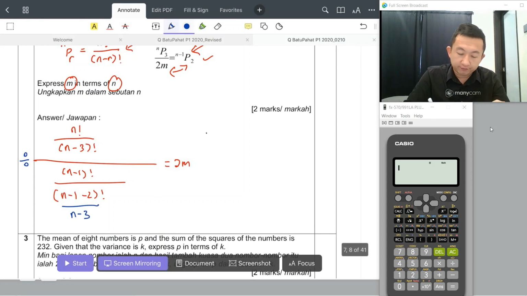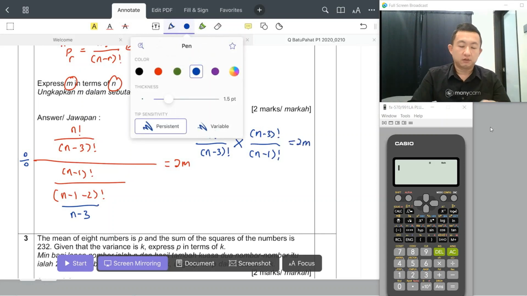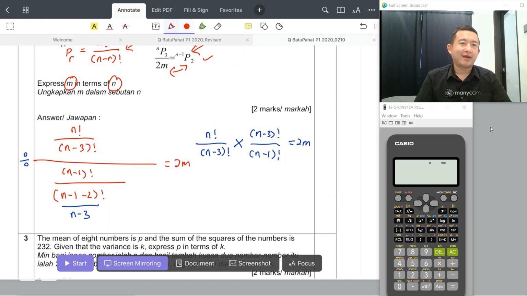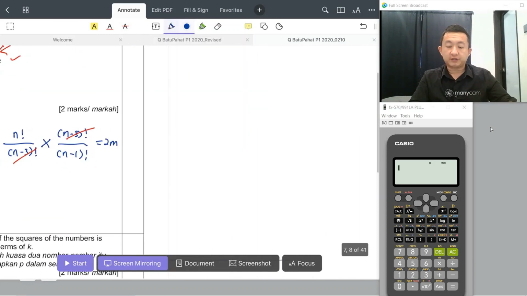So you have... can you simplify it? Yeah, right? So this one and this one. And you have n factorial and also n minus 1 factorial. So when you look at it, it's almost impossible to simplify it, right? So with that, I want to introduce a new concept to you.